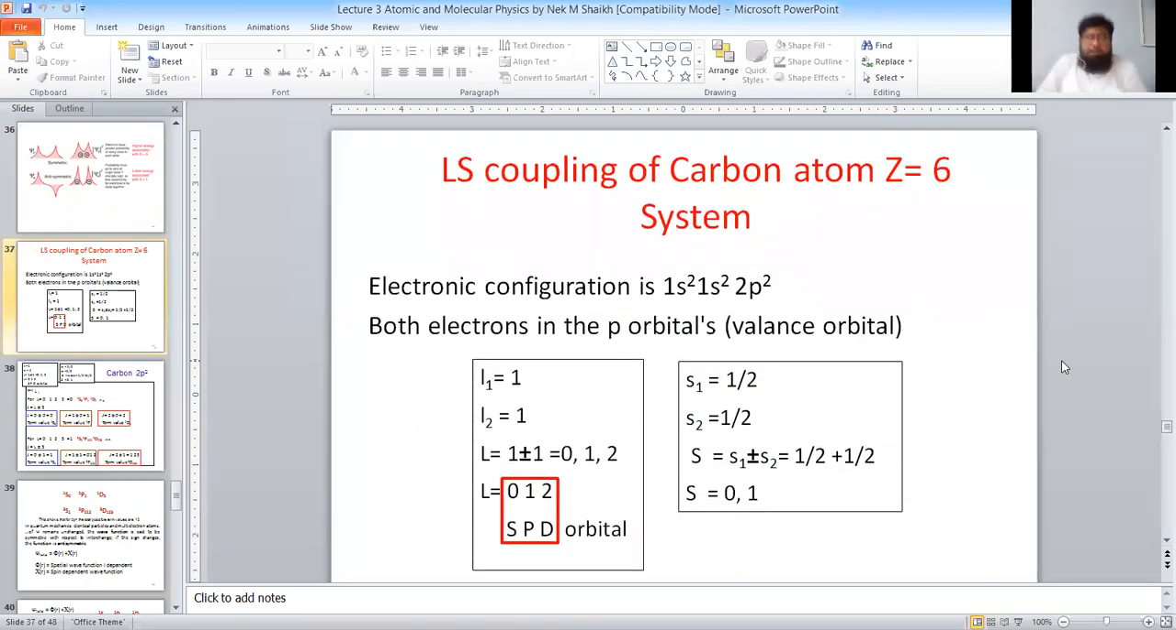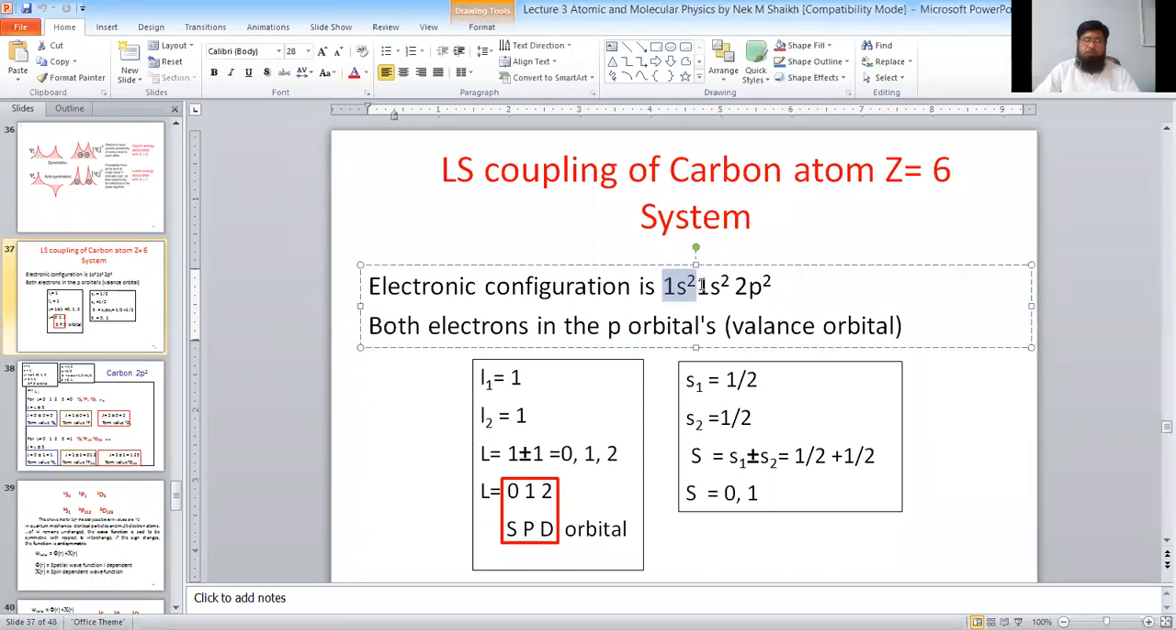Okay, so now we are discussing the LS coupling of the carbon atom. The Z value of the carbon atom is 6. So its electronic configuration is 1s2, 2s2, and 2p2, a total of 6 electrons. In 1s2, the s orbital has 2 electrons, which is a complete orbital.